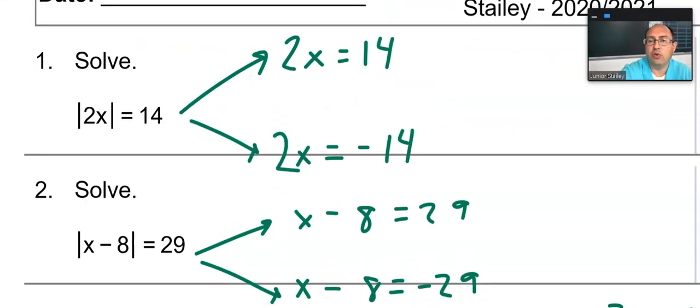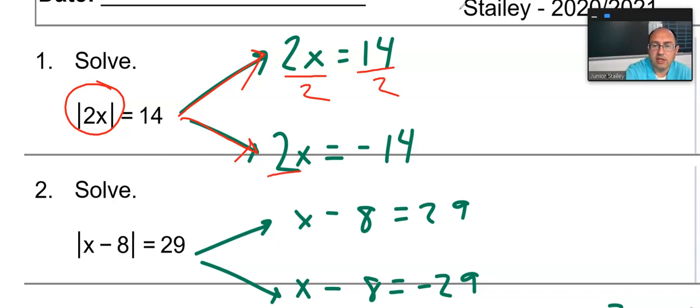Okay, not that this is a real difficult example. Is the absolute value bar isolated? Yes, it's all by itself. So we can immediately split it up. And when we do, we get 2x equals 14 and 2x equals -14. So one of our answers is 7 and the other answer is -7.